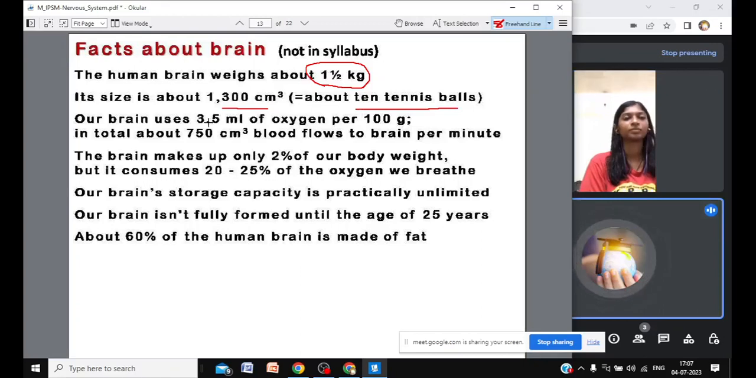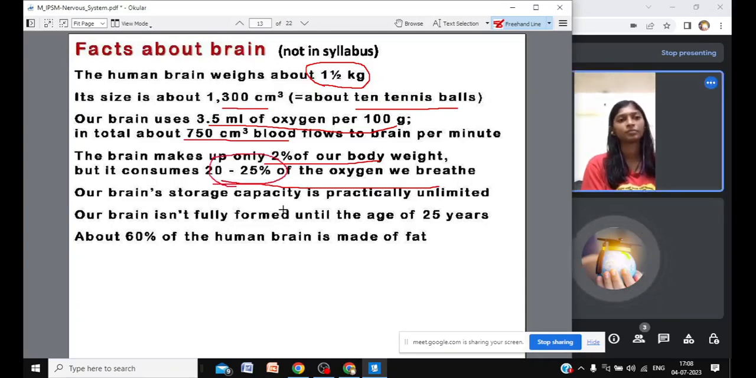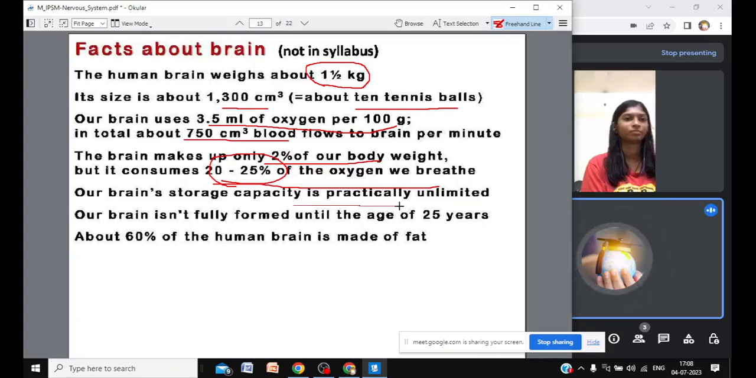It uses 3.5 milliliters of oxygen per 100 grams, or 750 cubic centimeters of blood. The brain makes up 2% of our body weight, but it consumes 20 to 25% of the oxygen we breathe. The total weight of the brain, about 1.5 kg, is only about 2% of your body weight, but it uses up to 20 or even 25% of the oxygen. Our brain's storage capacity is practically unlimited.